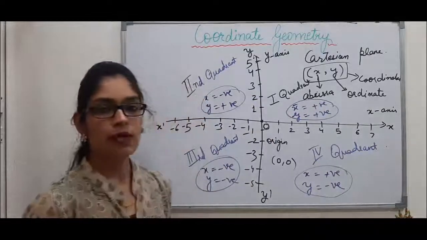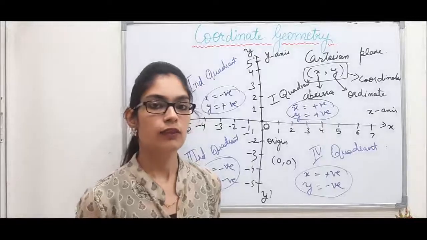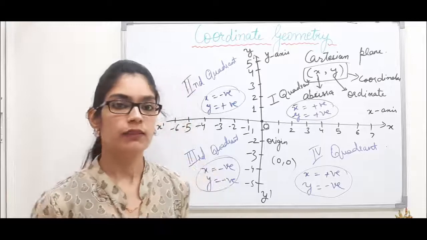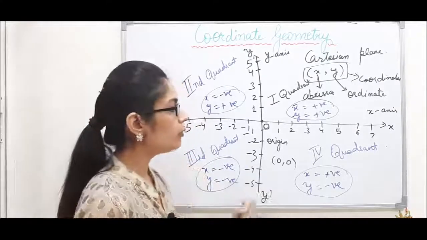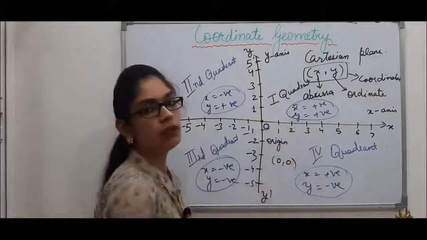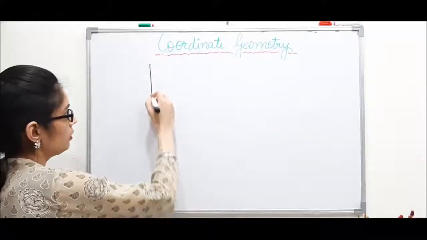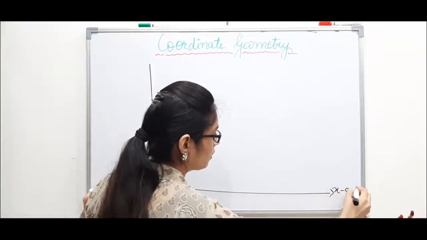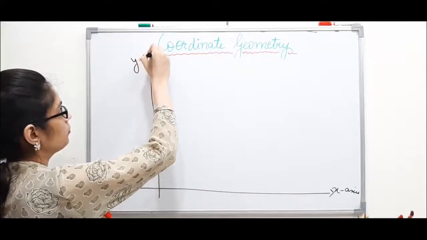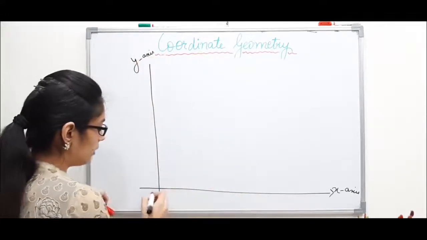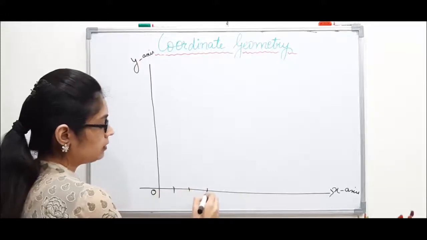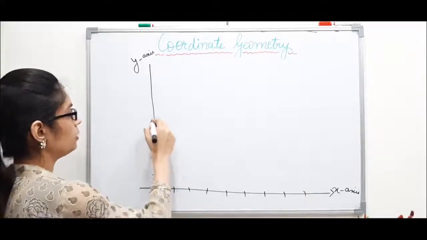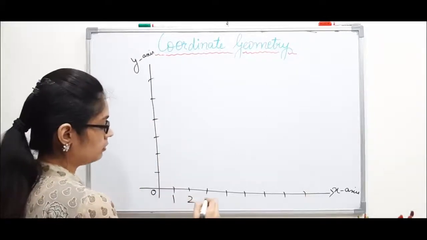Now in this chapter we have to deal with the distance between any 2 points, or the distance of 1 point. Basically we have to find the distance. So now let's try to understand how we can find distance by using a Cartesian plane. I have taken a Cartesian plane. This is the x-axis, this is the y-axis. Only the first quadrant I am taking as of now. First quadrant means x will have positive values and y will also have positive values. So I will write the values.